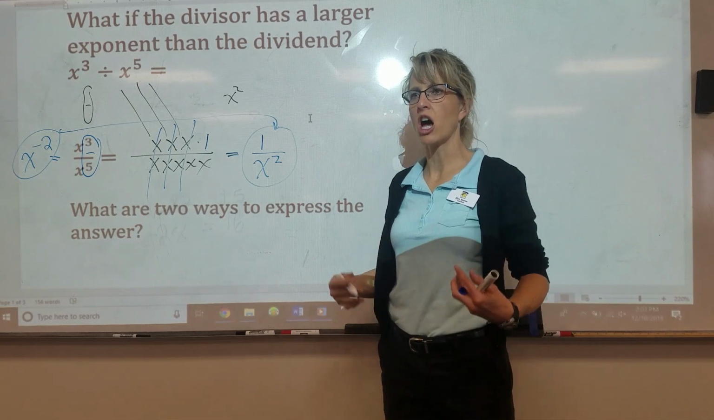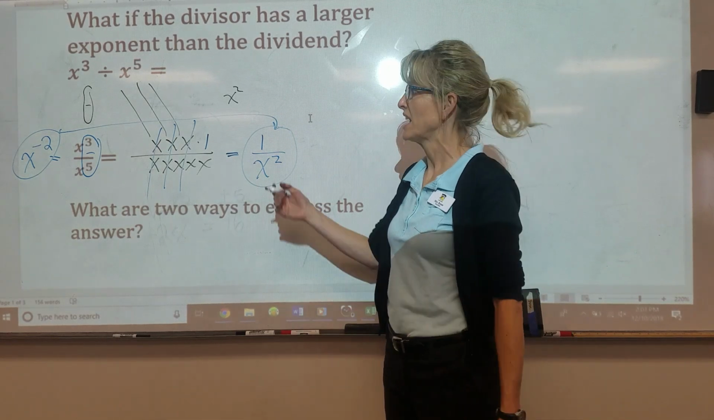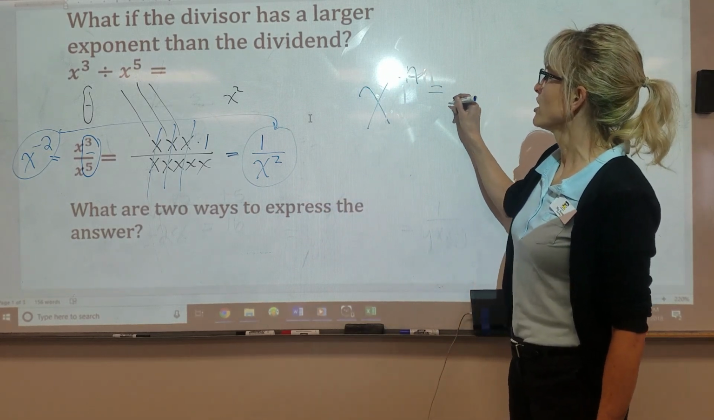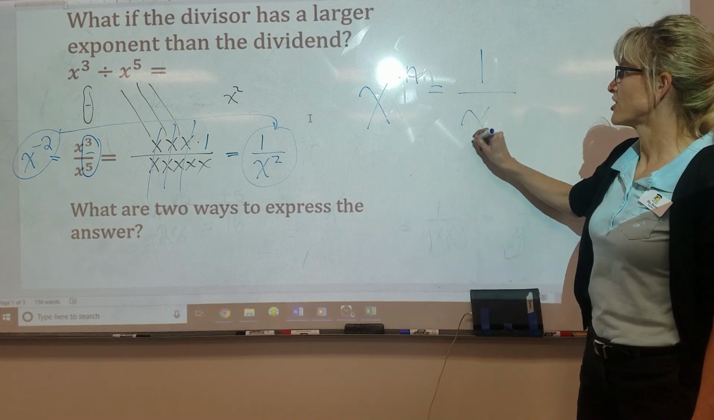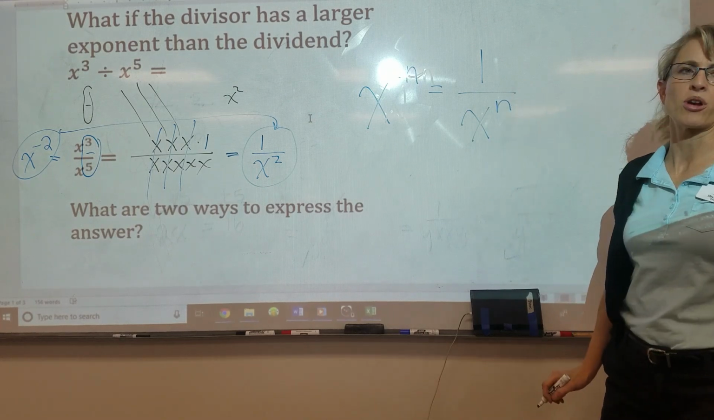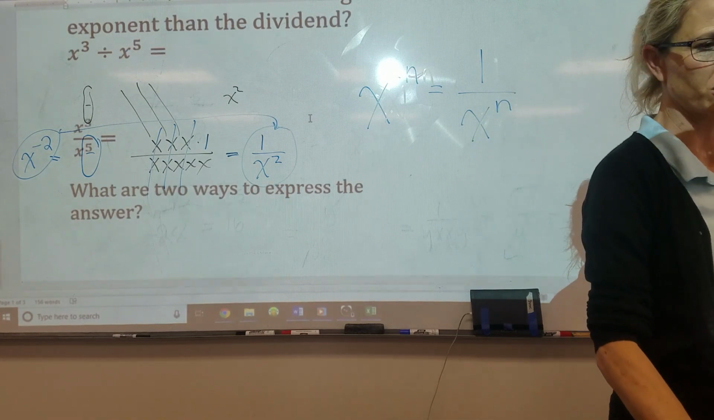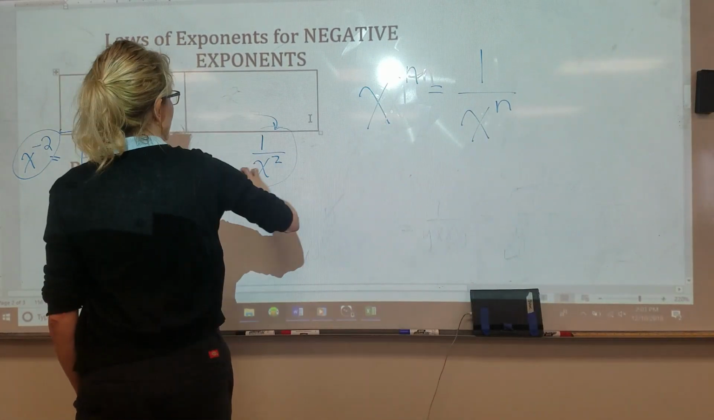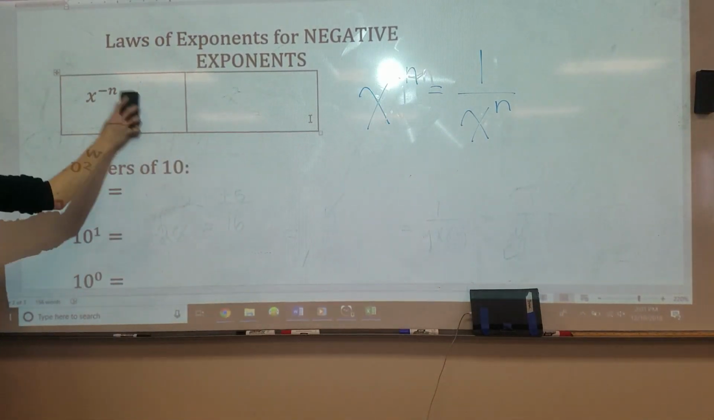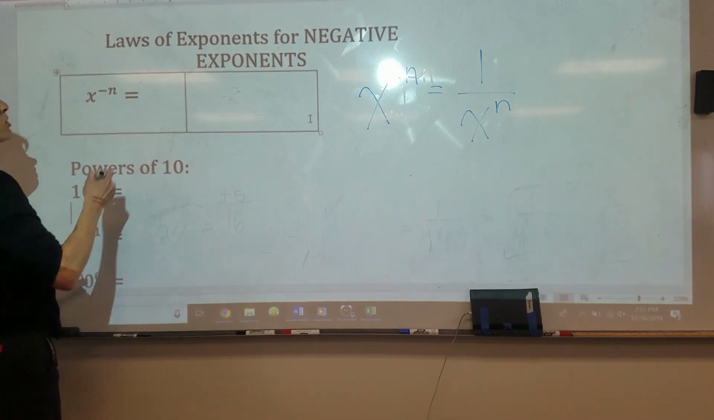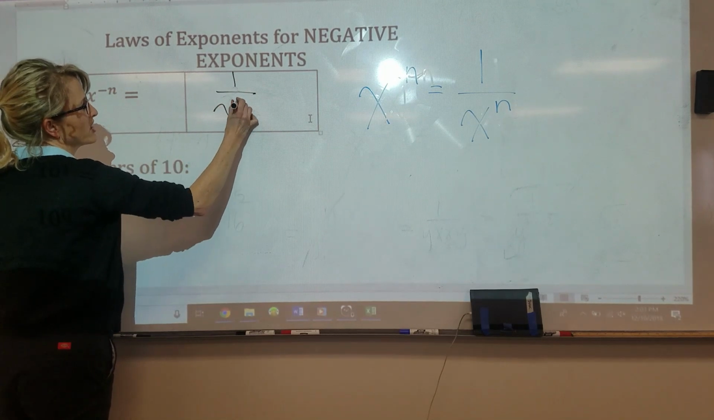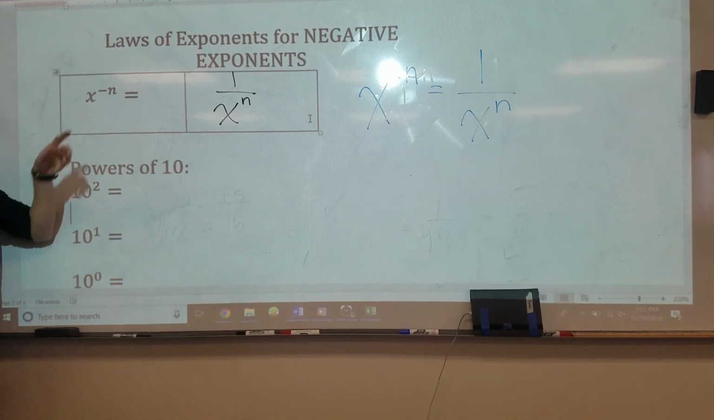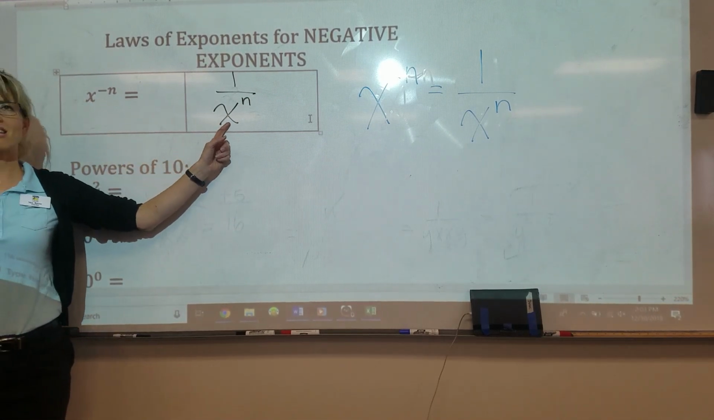Today's new law of exponents for negative powers says that if x has a negative exponent, you are going to write it in the denominator with a positive exponent. So write down the following law in your notes. X to the negative n equals 1 over x to the positive n. In other words, if your exponent's negative, you rewrite it in the denominator.